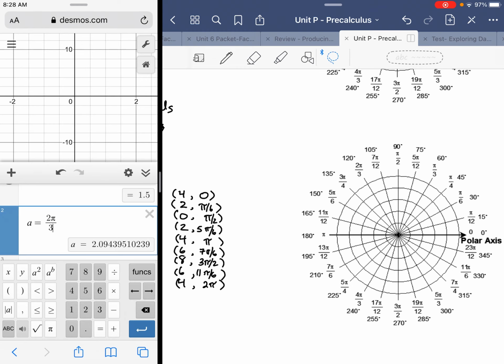All right. So we're looking at 0 radians, 4 steps in that direction. 2 steps in the direction of pi over 6. 0 steps in the direction of pi over 2, so that's back at the pole. 2 steps in the direction of 5 pi over 6. 4 steps in the direction of pi. 6 steps in the direction of 7 pi over 6. That's going to put us off the grid a little bit, like somewhere around there. All right, that's the same thing that's going to happen at 11 pi over 6. I'm just going to pop that in there.